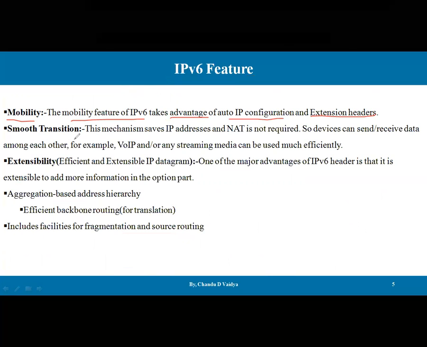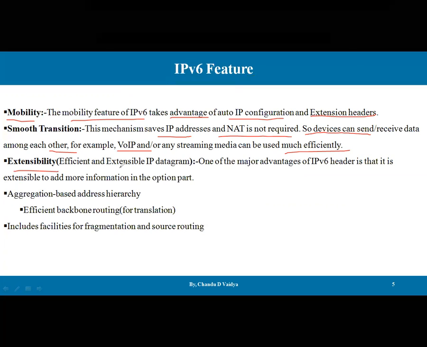Okay. In smooth transition, the mechanism saves IP addresses and NAT is not required. Earlier this was very tedious work; more mapping was required, but now it is not required. So devices can send and receive data among each other. For example, VoIP and other streaming media can be used much more efficiently. So smooth transition will be there so that the quality parameter will be resolved and the user can get reliability and speed as well.